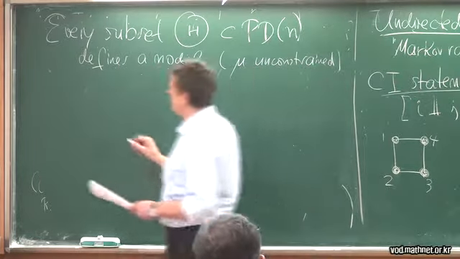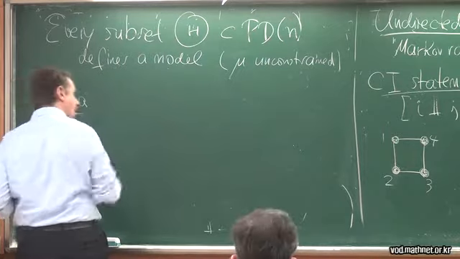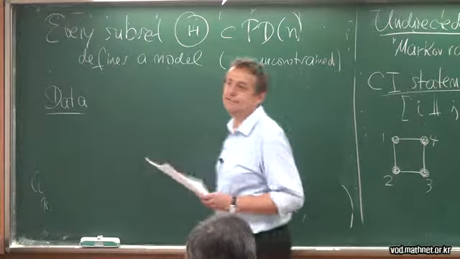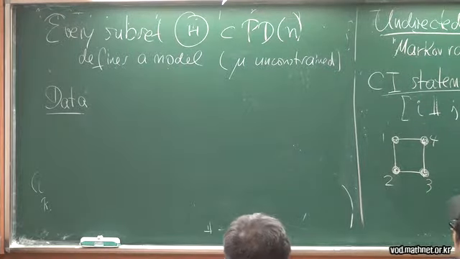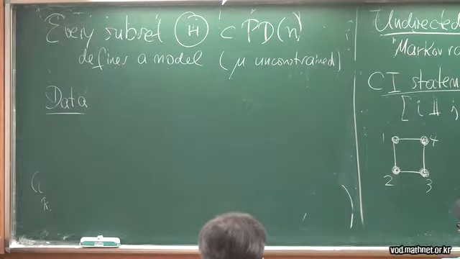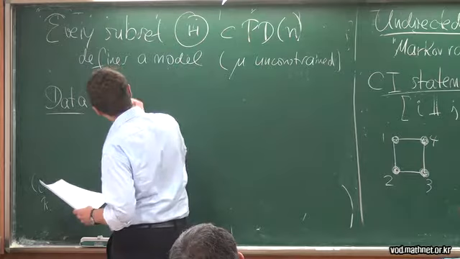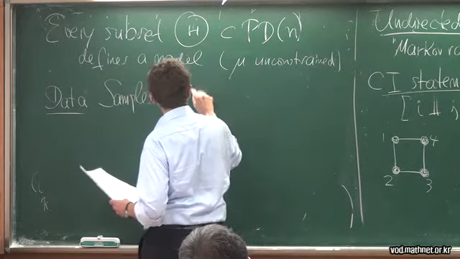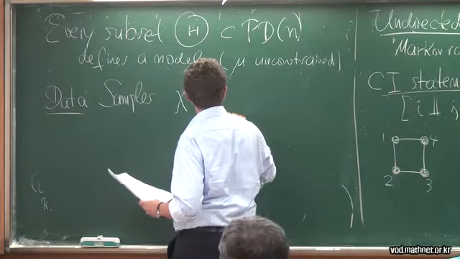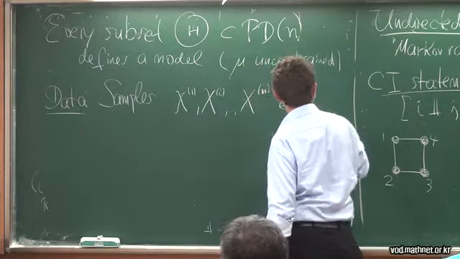Now, what about the data? Let's talk about the data. Statistics is the science of data, analyzing data. Big data, of course, are popular. I like small data, but any kind of data. So let's take samples from such an unknown distribution. Let's call them x1, x2, up to xn. These are vectors in R to the n.